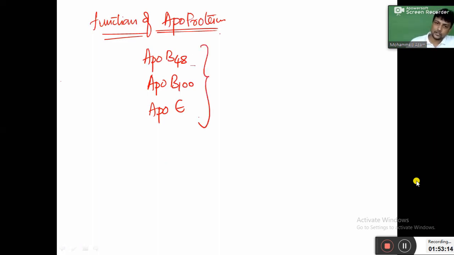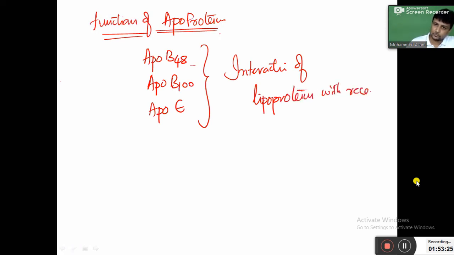What is their function? Their function is interaction of lipoproteins with receptor. Wow. So someone was asking me this doubt again and again. I think you got your answer right now. So what is the function of apoprotein B48, B100 and E, guys? Yes, all the three of them, they are actually helping in attachment of the lipoprotein with the receptor. Lipoprotein with the receptor will be attached with the help of apoprotein B48, B100 and then E.